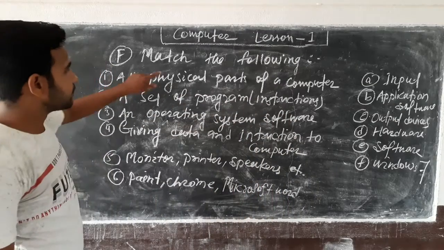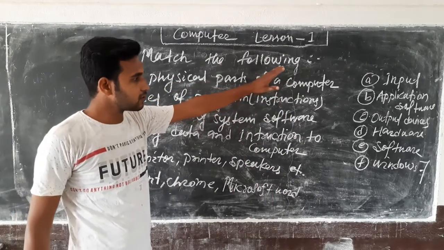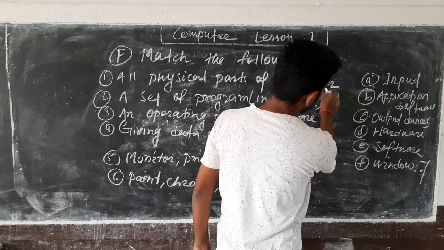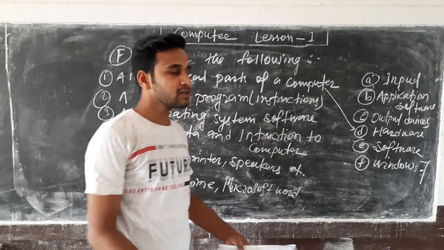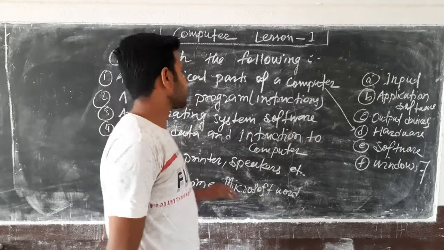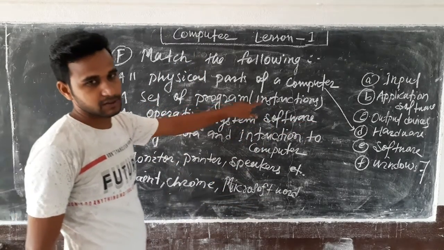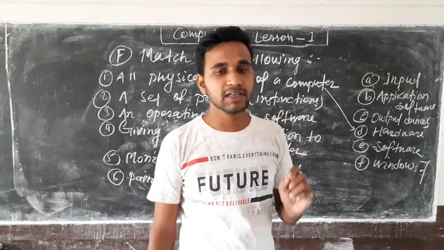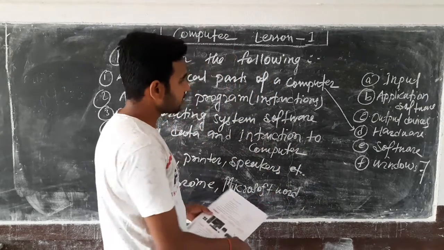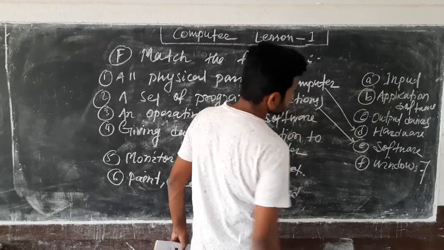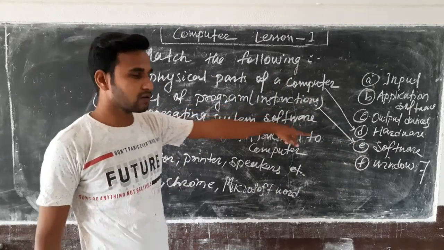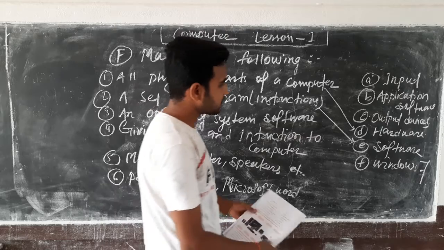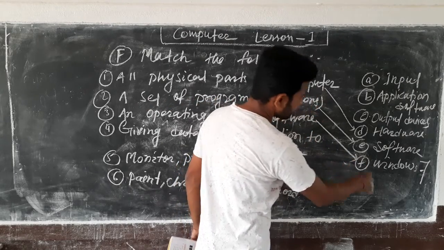First, all physical parts of a computer. We know about this one, this is the hardware. So we can match it with D, because in D hardware is given. Second, a set of program instructions. We already know about software. Software is a set of programs and instructions, so here E is given. Third, an operating system software. An operating system is given in F, Windows 7.